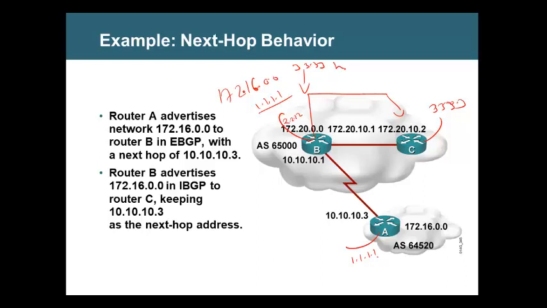So when C receives it, after saying next-hop-self, what will be the address that C will receive for the network 172.16.0.0? What will be the next hop? Exactly, that's all, sir. You learned it. Now I want you to go through this example.